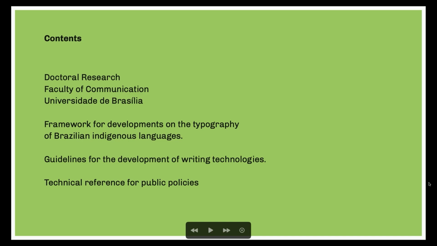The main goal of this research was to develop a framework to work with the typography of these languages, so that we could have guidelines for the development of fonts and keyboards, and also technical references for public policies, because we are way behind, comparing with what Bridget just showed us. Brazil doesn't have a proper public policy for, it does have for indigenous languages, but not for writing technologies, like how to write these languages.